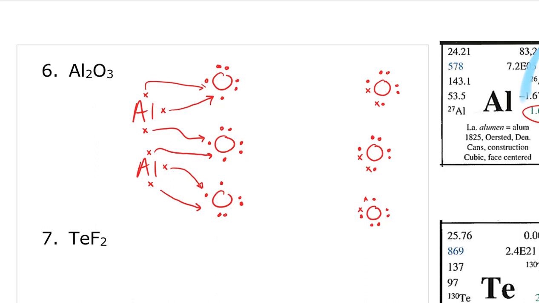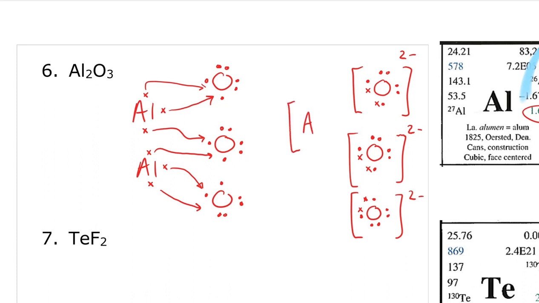Okay. So this is what we're kind of left with. Now each of these oxygens has taken 2 electrons and would then have a -2 charge. Each of the 2 aluminums has lost 3 electrons and so would have a 3 plus charge.